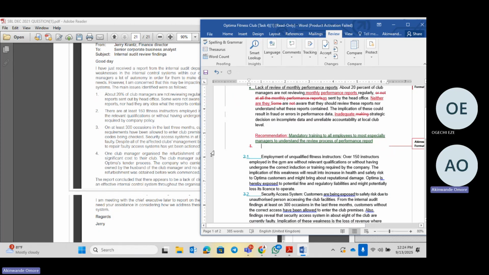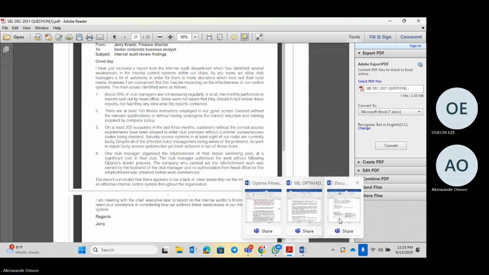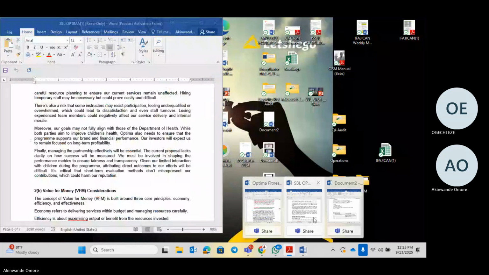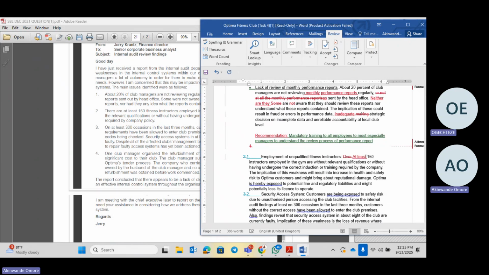So the next one, employment of unqualified staff. Where did she put it down? Okay, from line 2. One thing is also employed in the gym without relevant, at least. You say at least. Use the exact word that you use. At least, without.